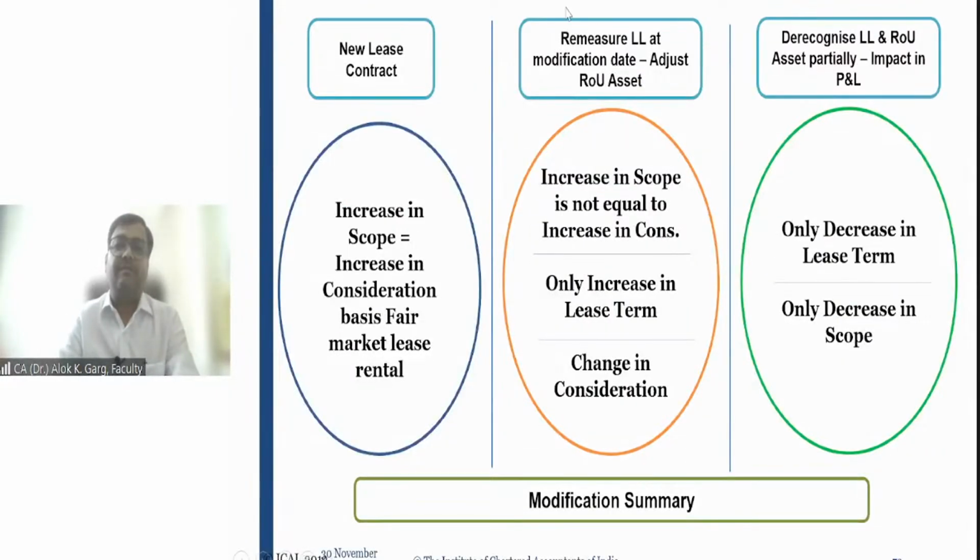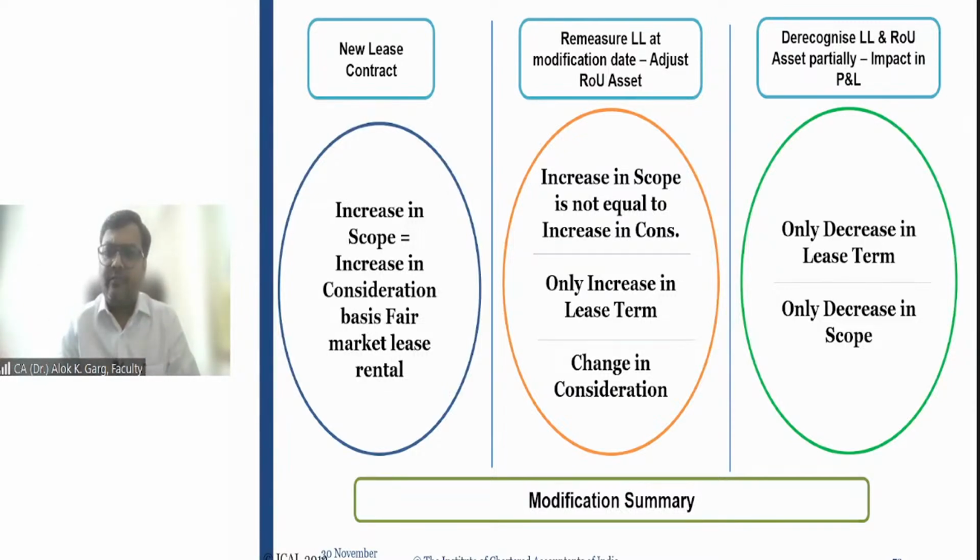And then we discussed if there is an increase in the scope, means the scope is increasing. Earlier it was 2 rooms, now 3 rooms have been taken on a lease. If the scope is increasing, and of course, if the scope increases, rental will also increase. And this rental is in line with the fair value of the market rental, right? In that case, that increase has to be taken as a new lease contract.